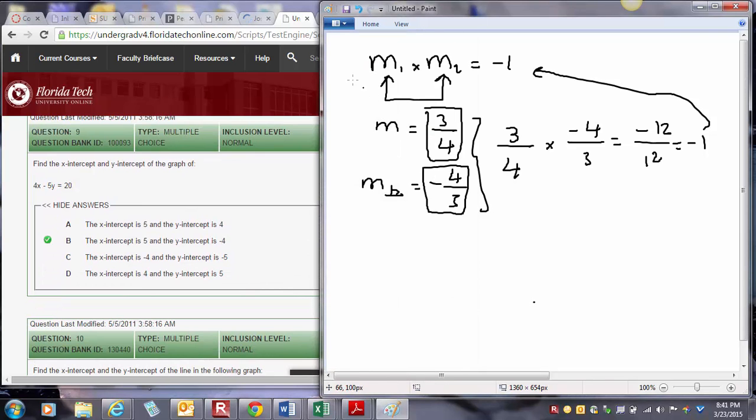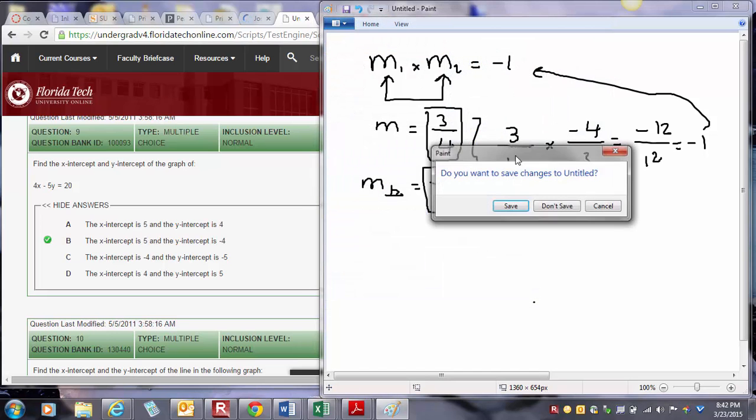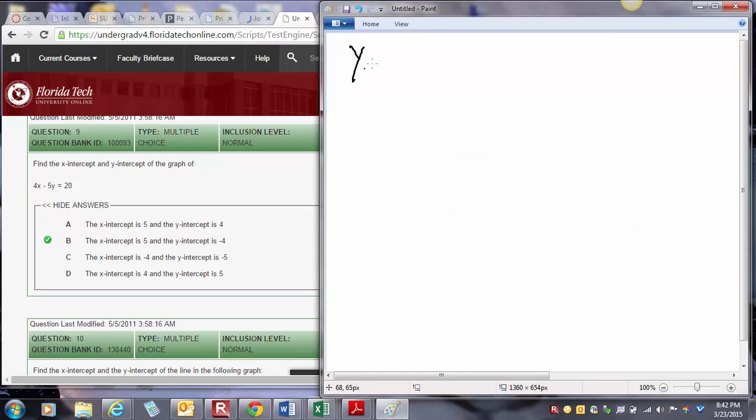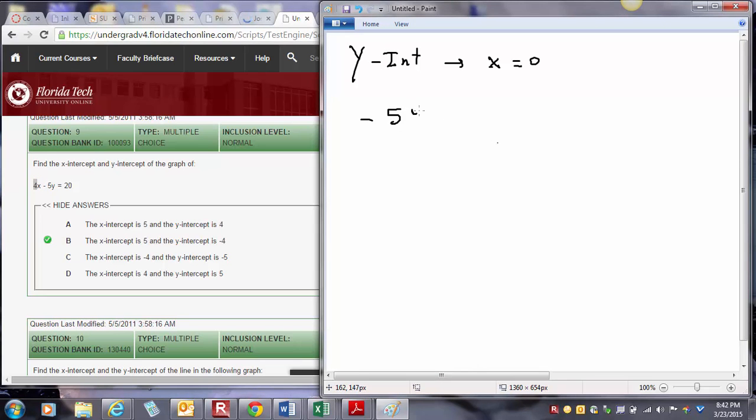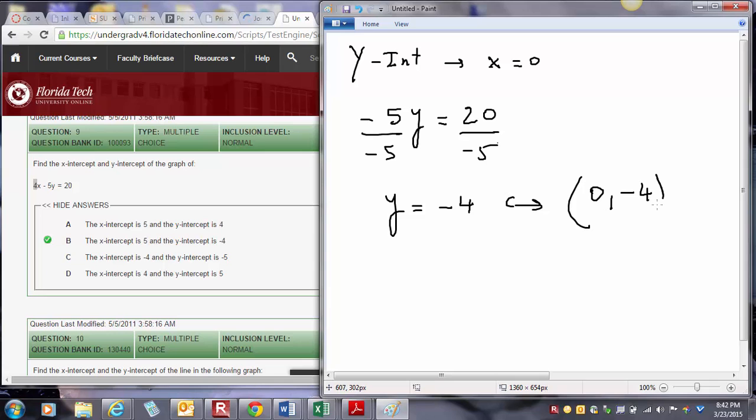Find the x and the y intercept of the line. Okay, to find the y-intercept, remember, we always substitute x equals 0 in the given equation. In this case, if you substitute x equals 0, this whole thing becomes 0. So negative 5y equals 20. To isolate y, we divide both sides by negative 5. So y would be negative 4. If the question asks to write it in ordered pair, you would write it as (0, negative 4). So the y-intercept is negative 4.